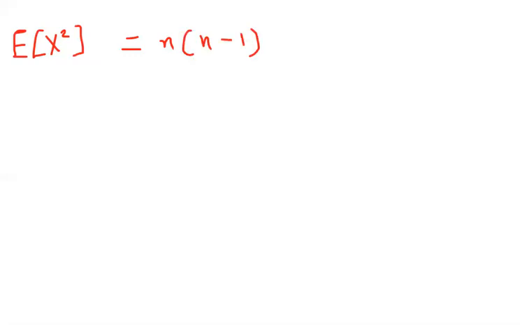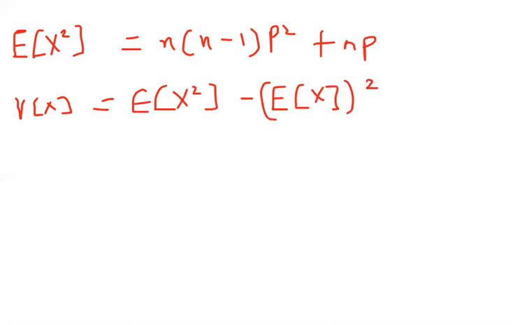You remember we used plus np. That is the first part, so you add that np part. So this is what we have called expectation of s squared. Now we're looking for the variance, right? The variance is the same as expectation of x squared minus expectation of x all squared. We know the expectation of x squared as n into brackets n minus 1, p squared plus np. And we know that the expectation of x all squared is equal to n squared p squared.